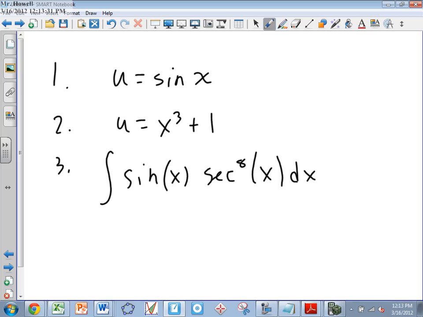Now, here's what I want to go over for this one. Here's the reason why. First, go through your thought process. Imagine if u were equal to sine of x. What's the derivative of sine? Cos. And I don't see a cos here right away. So it's not going to work like this.